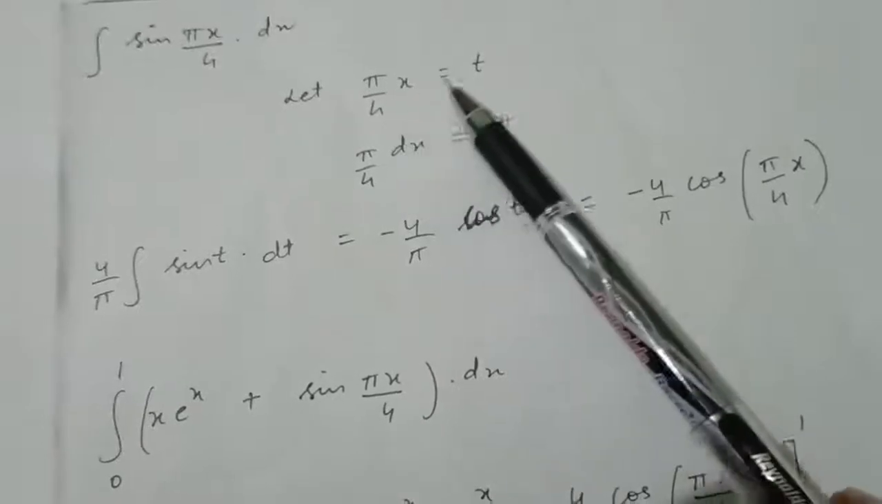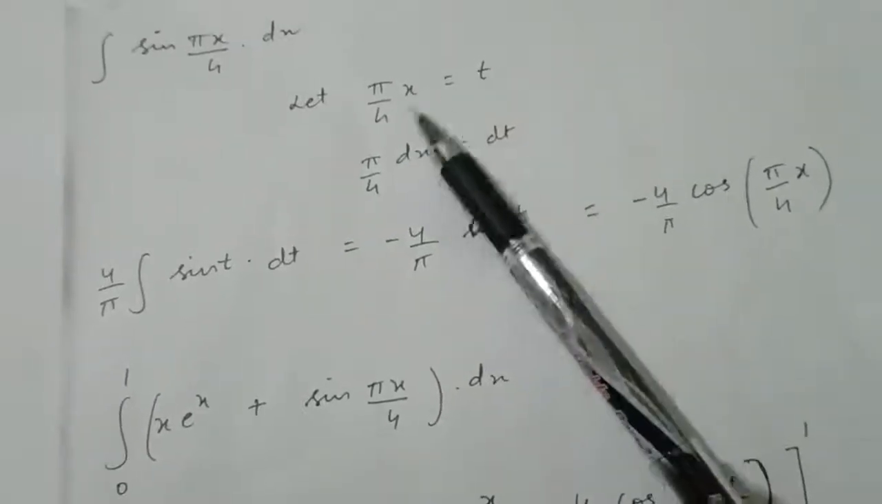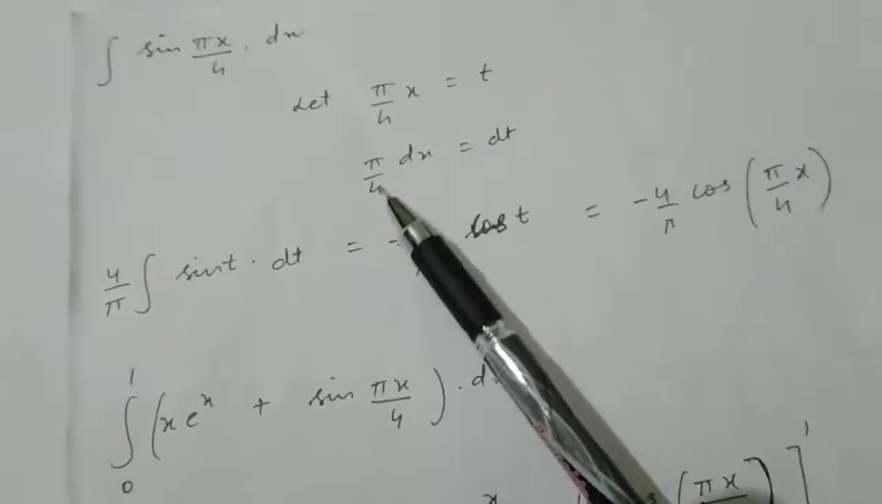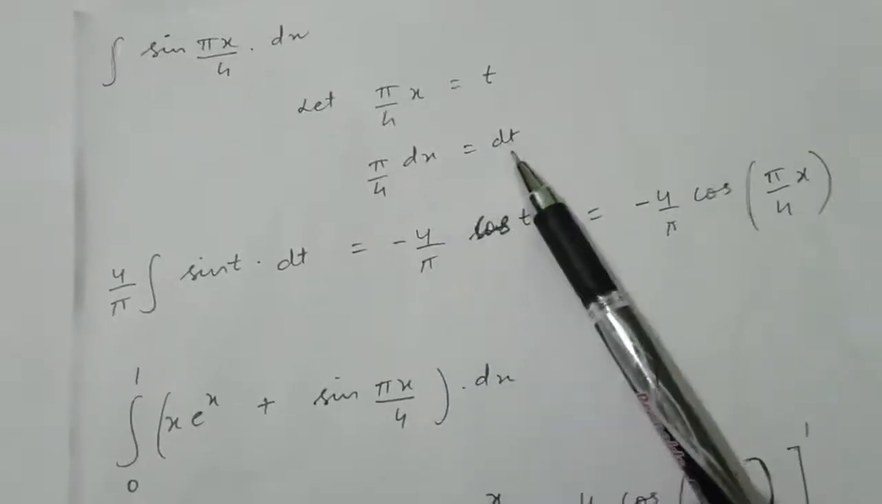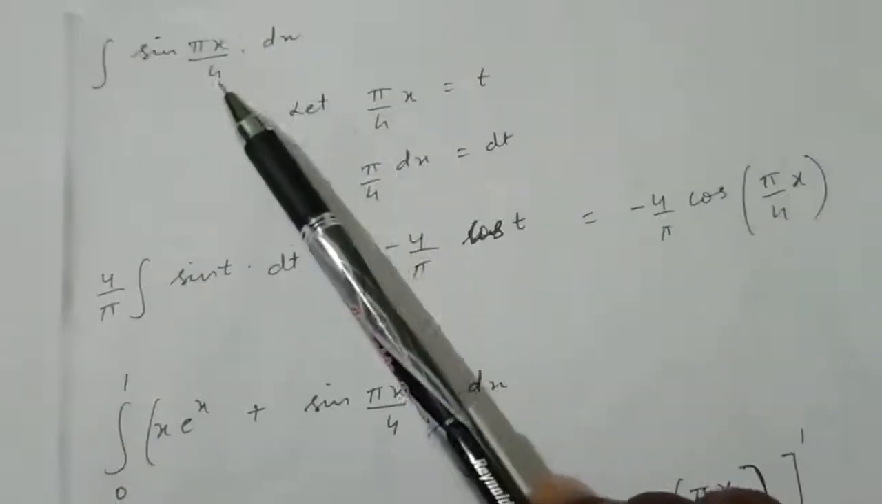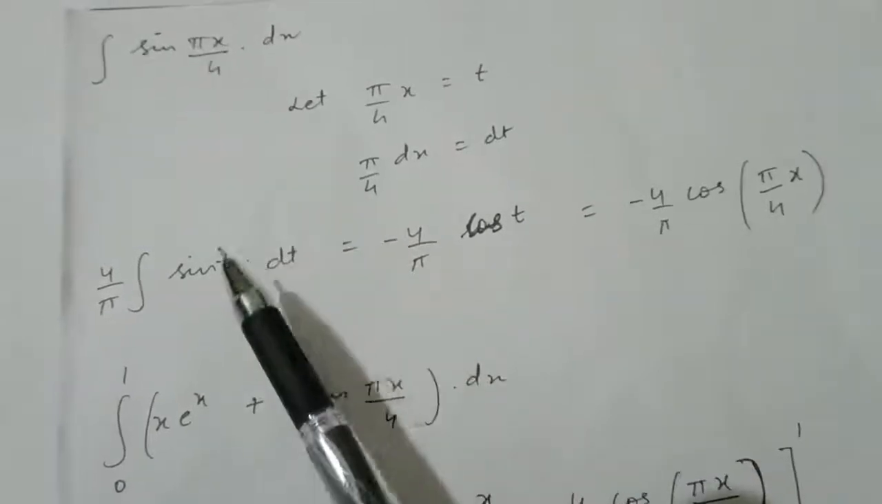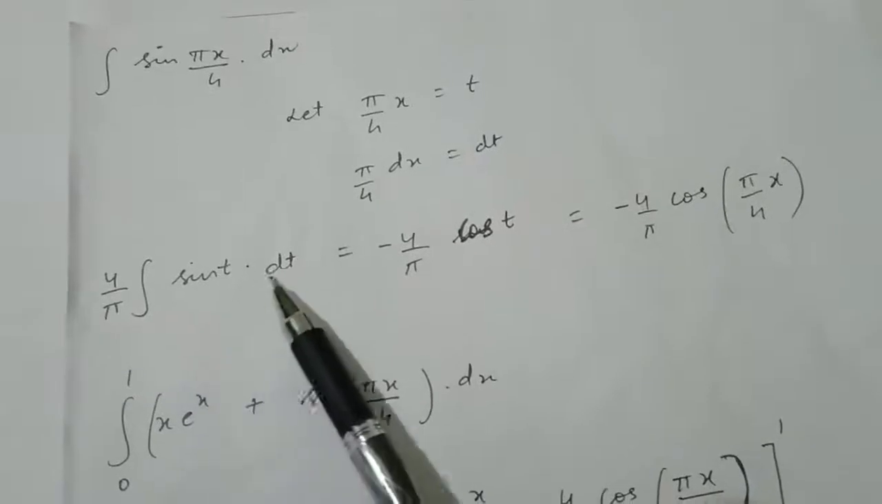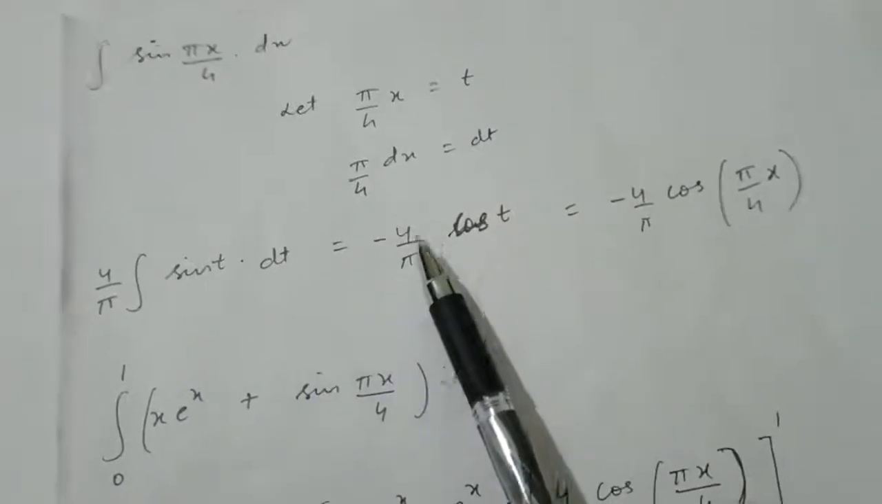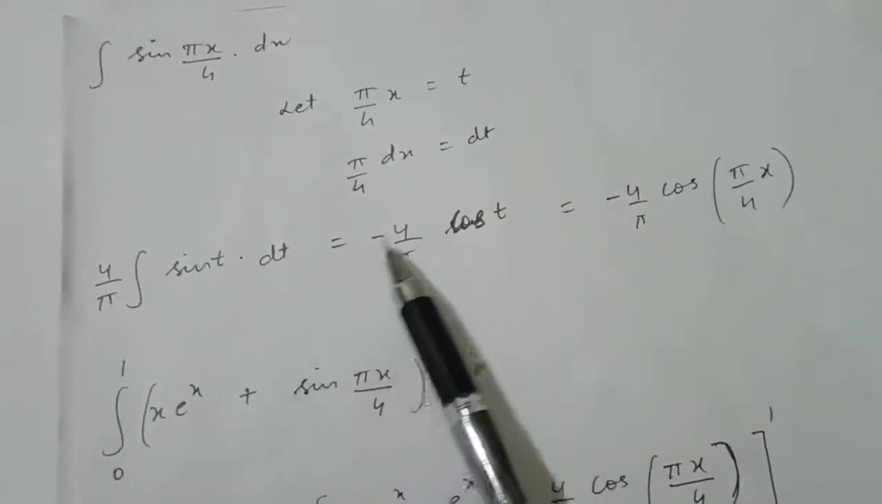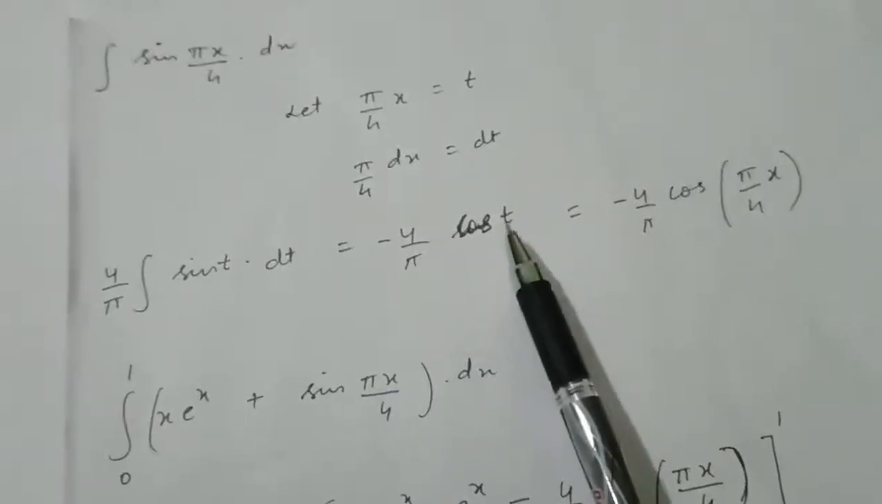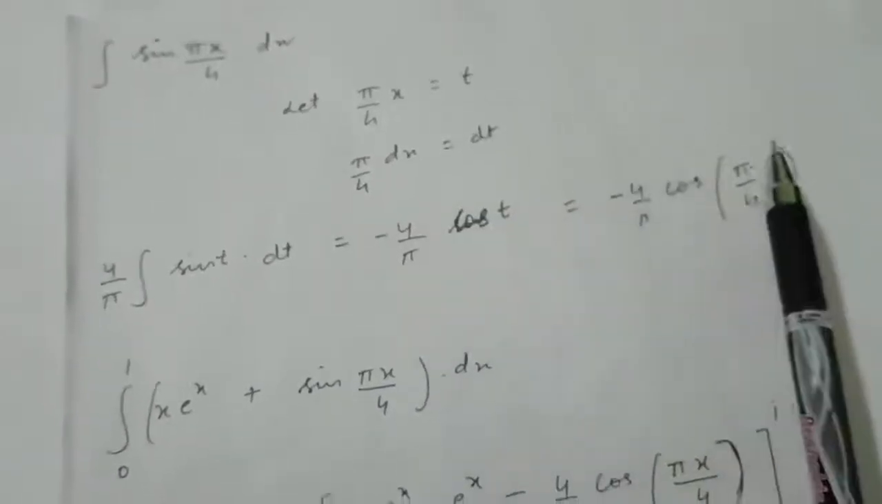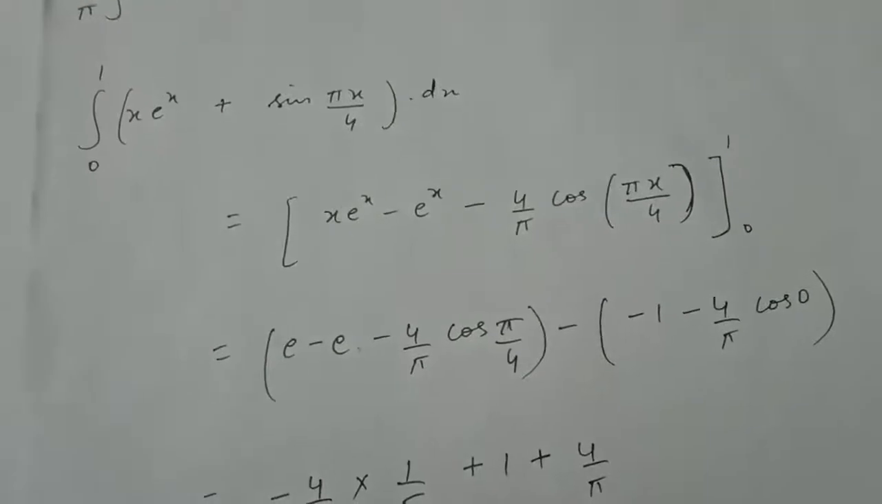Let pi x by 4 be equal to t, then differentiate both the sides. So pi by 4 into dx is equal to dt. So this integral will now become sin t, and in place of dx, 4 by pi into dt, right? So 4 by pi as it is, integral of sin t is minus cos t. Again in place of t put this value pi x by 4, right? So either you can take the angle as equal to t, or you can write it directly also.